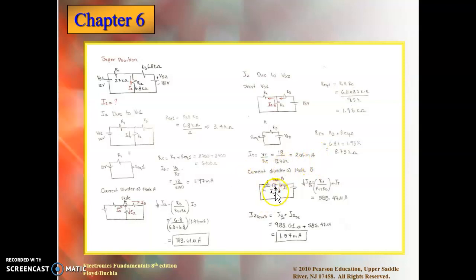I use current divider at node A. So I'm interested in I2 again. I use again the formula for a two-branch resistor, which is opposite, R1 over R1 plus R2, times the total current coming into it. So I get 585.47 microamps. So this is also going down. In this case, my I2 resultant is just going to add up: I2 due to source 1 plus I2 due to source 2. If I add them up, I get 1.57 milliamps.